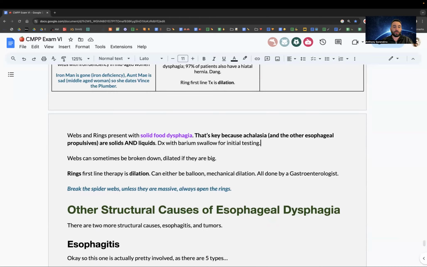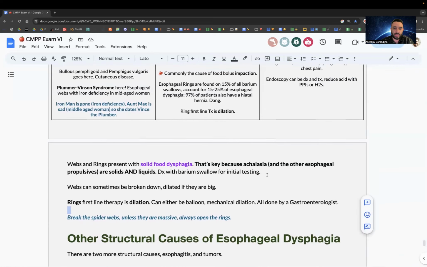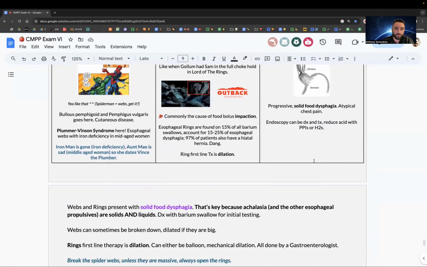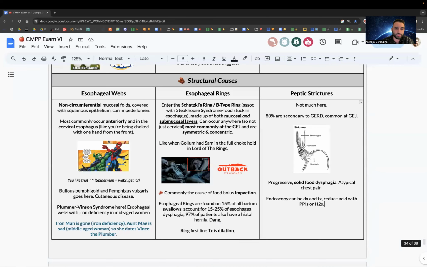And you want to break the spider webs unless they're massive, and you want to open the rings. So that's going to be the treatment here. For rings, first-line therapy is dilation. For webs, you're going to break through the spider webs, or if they're massive, then you have to dilate them as well. And they're going to be done by a gastroenterologist. There are peptic strictures here, which I think we talked about a little bit before. Really nothing crazy with those, but they are structural causes.